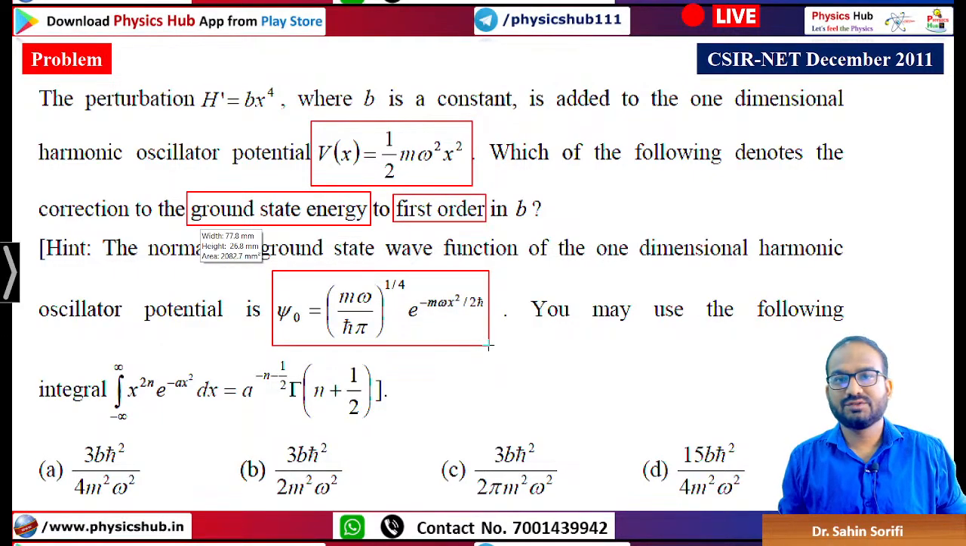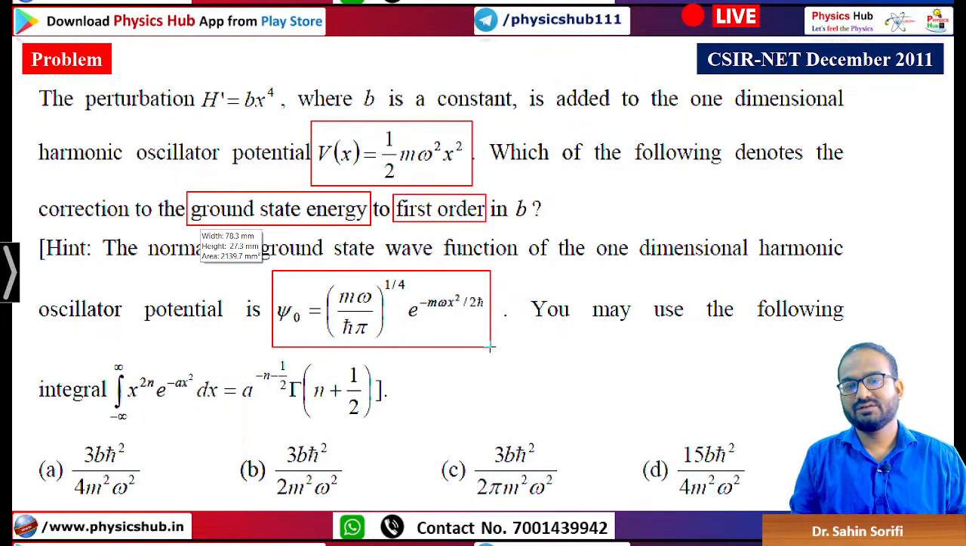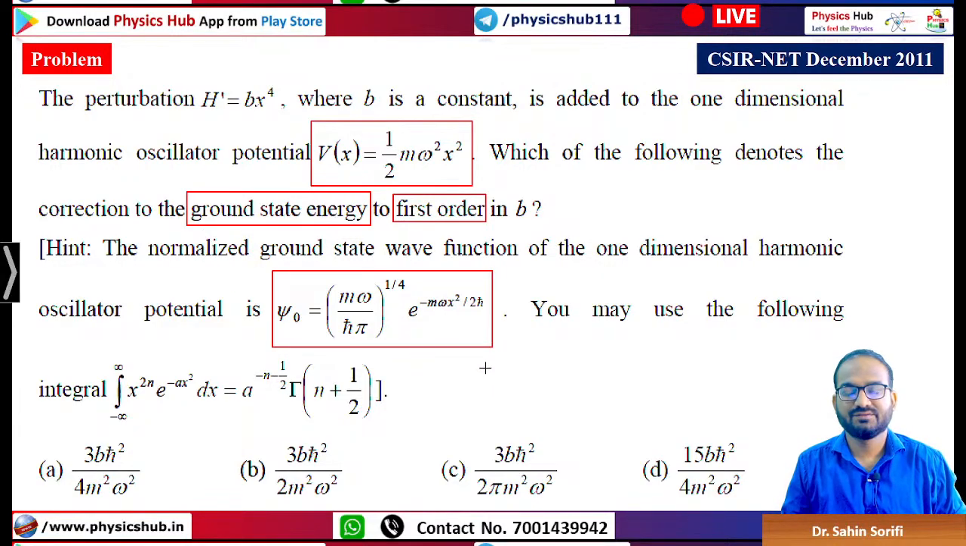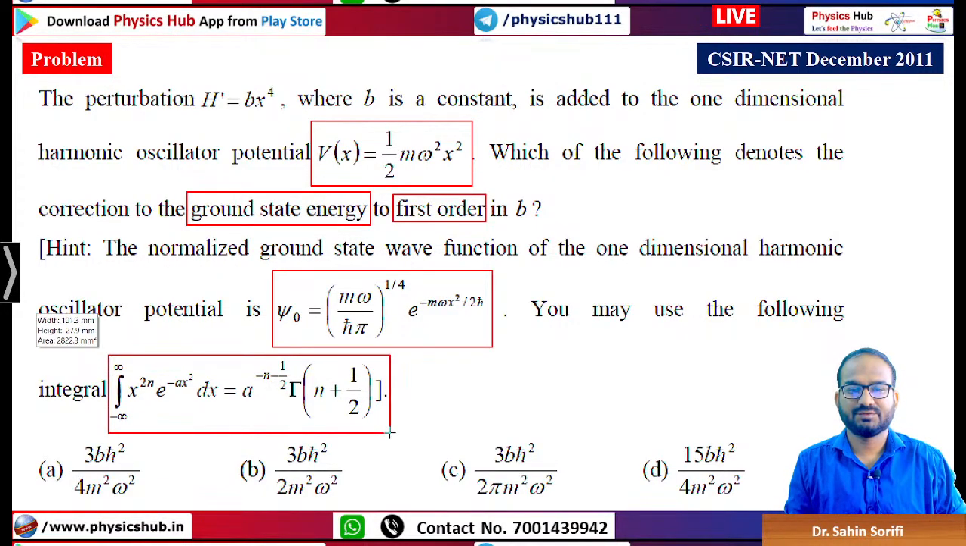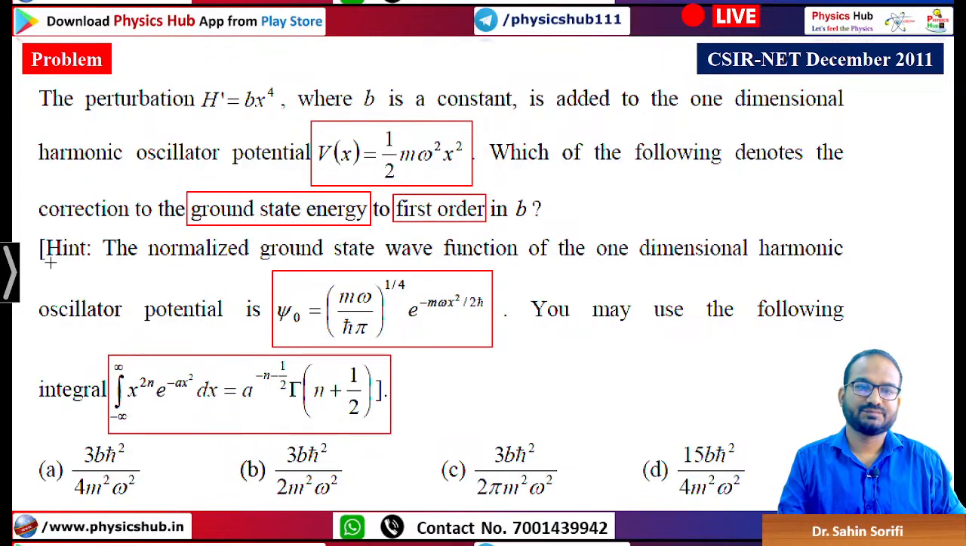Although I have told you to remember this ground state wave function, here fortunately you have been given it, but it will be better if you can remember the ground state wave function of the 1D harmonic oscillator. You can use this standard integration as well if you want. So can you solve this problem?